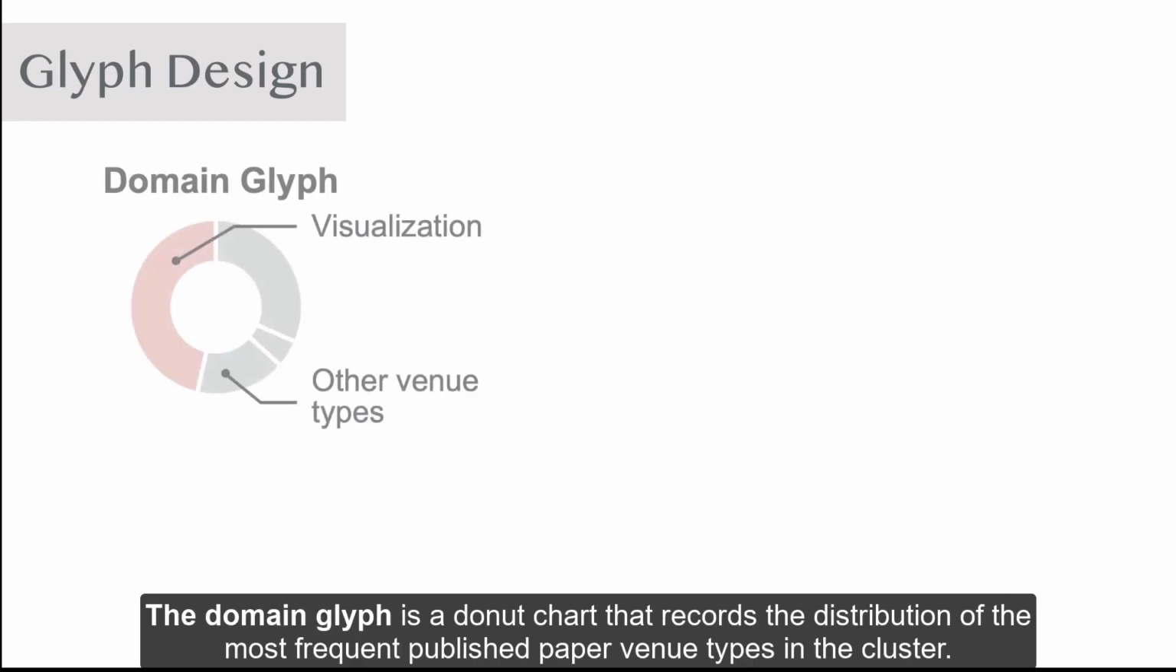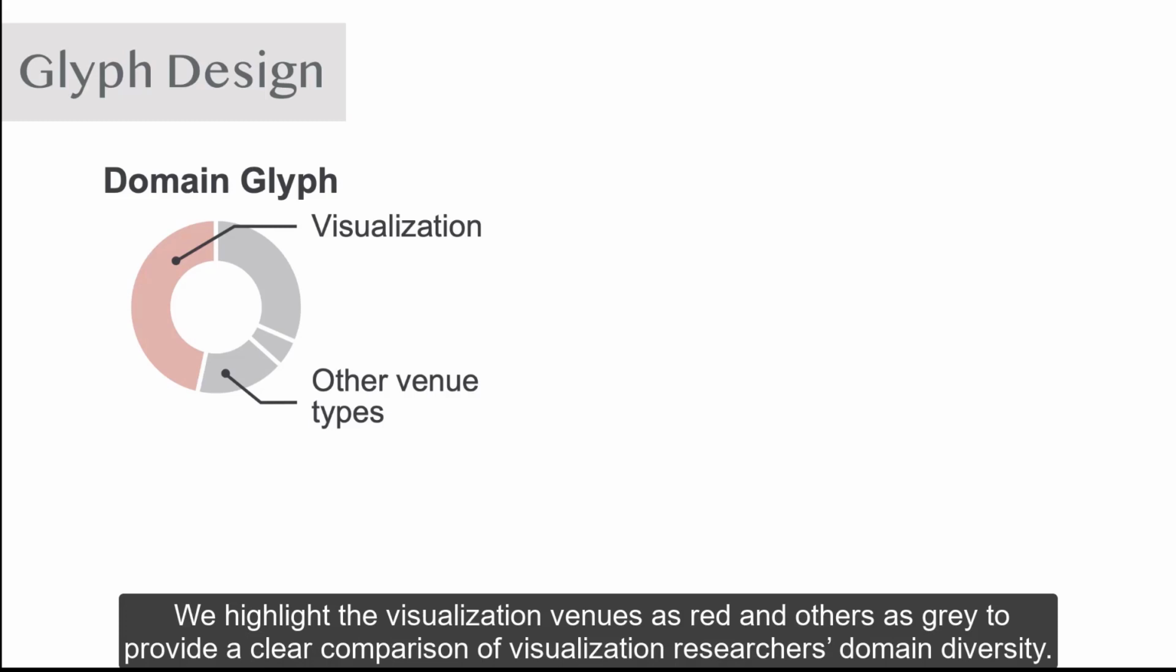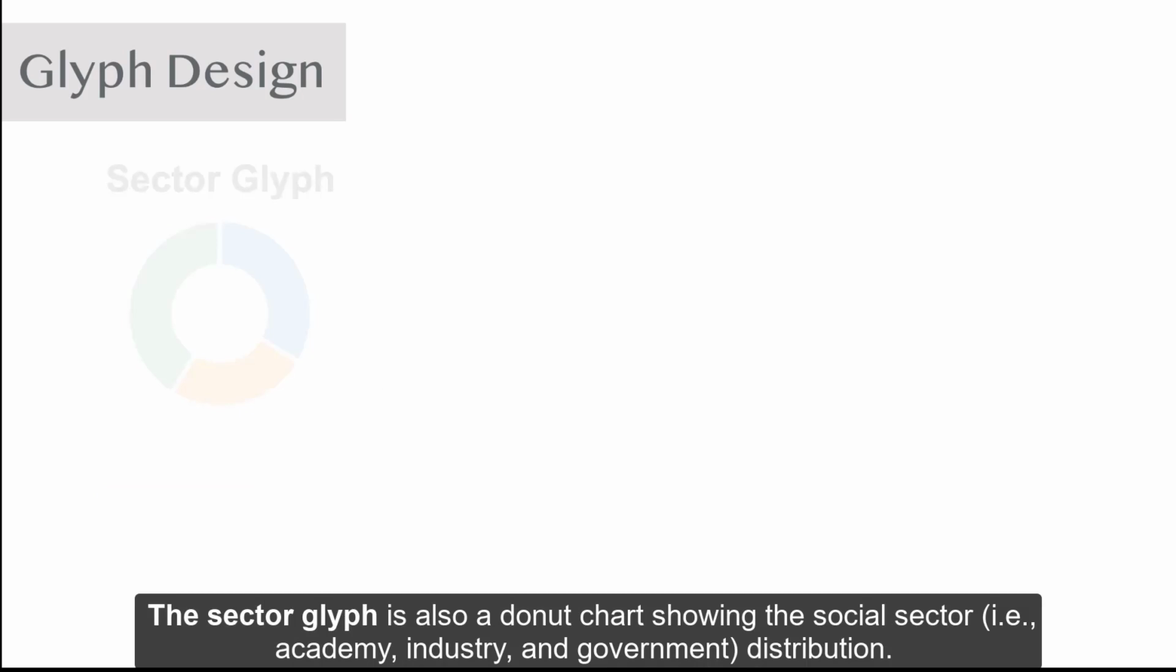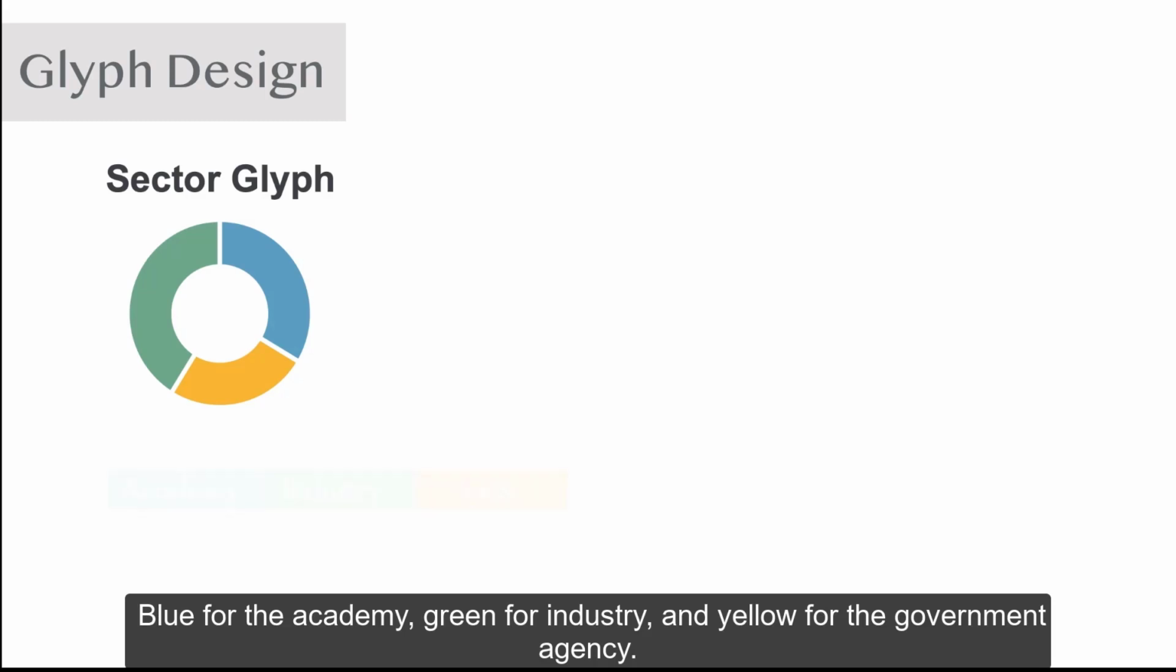The domain glyph is a donut chart that records the distribution of the most frequently published paper venue types in the cluster. We highlight the visualization venues as red and others as gray to provide a clear comparison of visualization researchers' domain diversity. The sector glyph is also a donut chart showing the social sector distribution. Blue for the academy, green for industry, and yellow for the government agency.